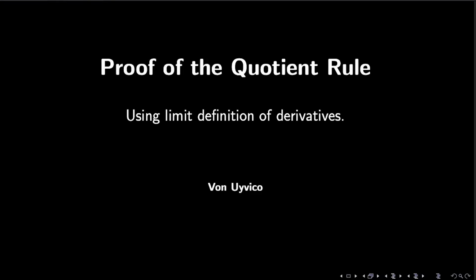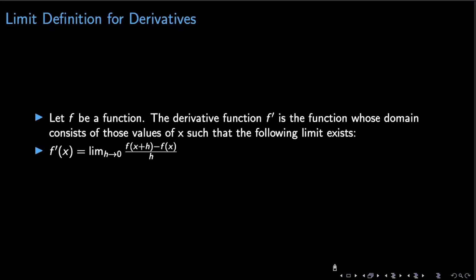Okay, so in this video, we will be discussing the proof of the quotient rule using the limit definition of derivatives. One thing to note is that I will use the basis of how we prove the product rule in this proof. So let's start with the definition for derivatives using limits.